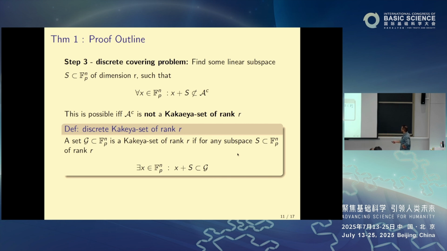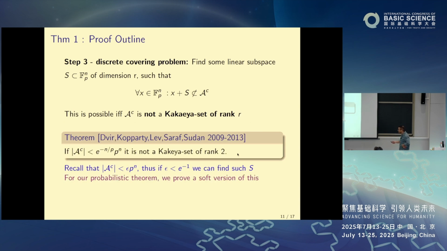So why are both of them equivalent? If G is not a Kakeya set, this does not hold for every S, right? So there is some subspace S for which there does not exist an x for which x plus S is included in G. This means that for this particular S, for every x in F_p to the n, x plus S will not be contained in A complement, right? So those questions are the same. Okay, that's cute. I renamed my problem with a different name. What do I gain from this?